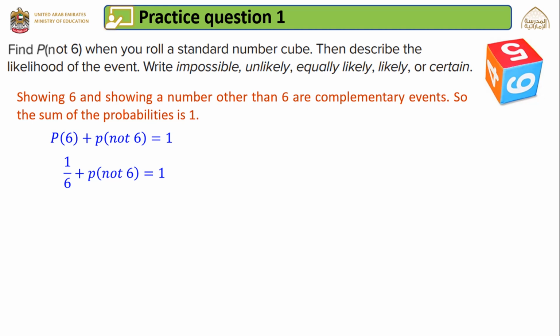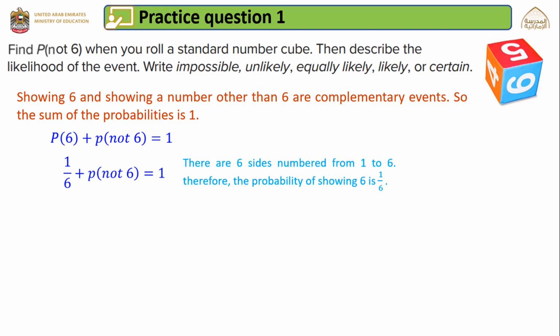Then I replace the probability of selecting 6 with 1/6 and add it to the probability of not selecting 6, so the total is 1. Using the inverse operation of addition to solve this equation gives me the probability of not selecting 6.